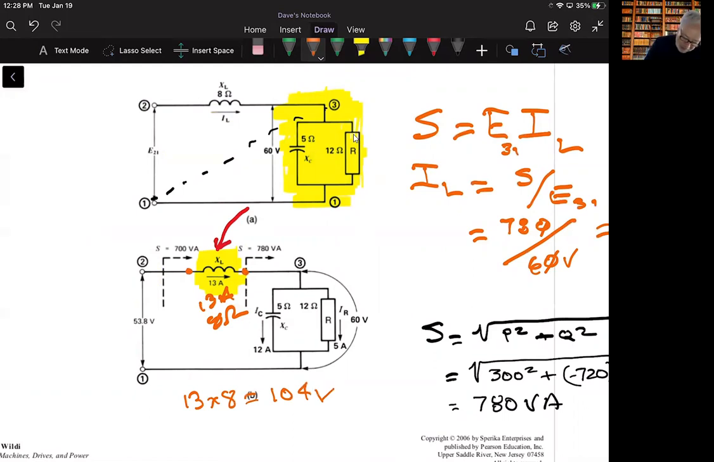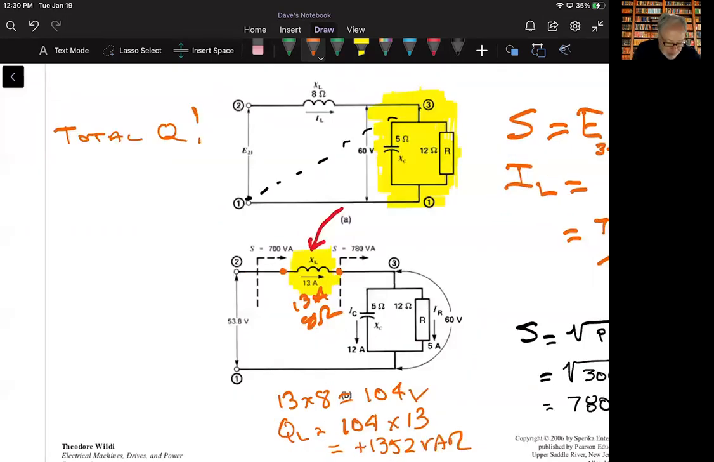I can also determine the reactive power that's absorbed by the inductor, and I say reactive because it is an inductor, and that Q sub L is going to be the voltage E23, the voltage across that inductor, which is 104, times the current through that inductor, and I come up with a positive 1,352 VAR for that specific inductor.